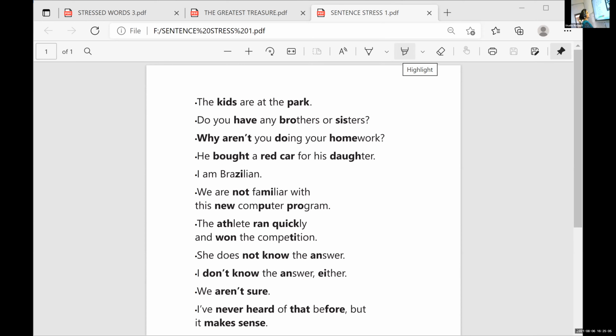Prajwal, repeat. The kids are at the park. It's not kids, it's kids. The kids are at the park. Shiva, second sentence. Wait for your chance, Adi, I'm calling out the name. Do you have any brothers or sisters? Very good. Do you have any brothers or sisters? Sisters, right. And Maria, the third one.